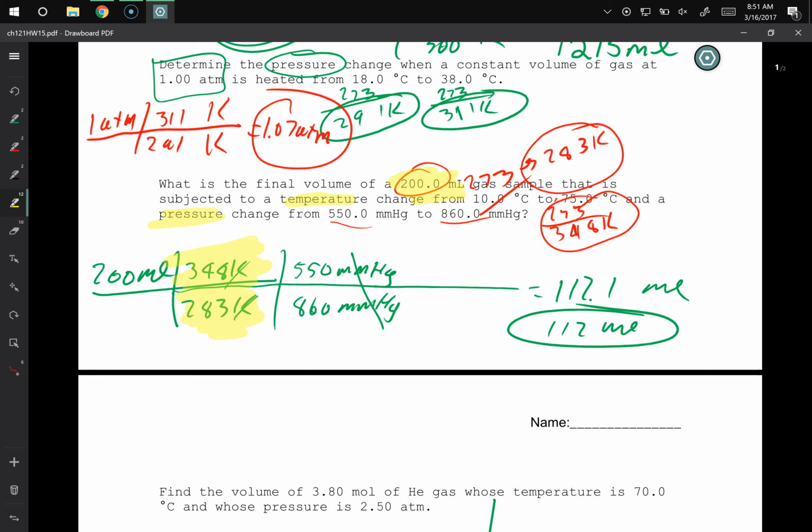So when I look at these problems, I'm like, okay, am I thinking about something that is fixed in size, or can it vary? And then what's happening to that container that's filled with gas?